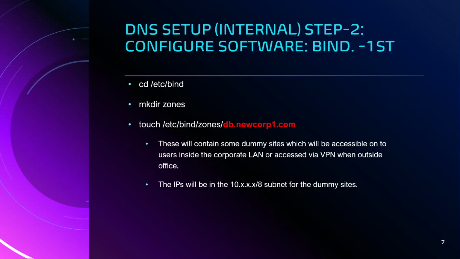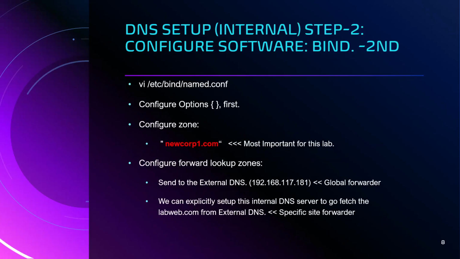So in this lab, we'll be doing something special, which is different from the previous lab. In the previous lab, we had created the DNS server, which needed to resolve labweb.com. But here we are going to create a new corp1.com, which will obviously not be accessible from the internet, but will be resolvable only by the internal DNS. Okay, and no one on the external DNS will be able to access it. And we are just going to put some dummy 10.x series IPs. So the configuration is the same, the only difference is newcorp1.com.